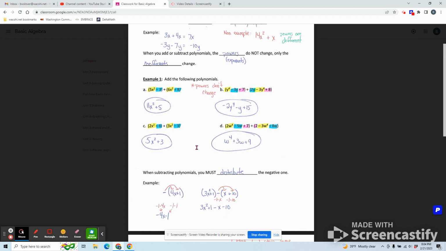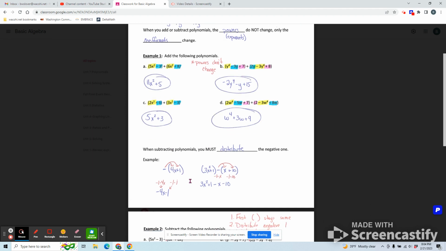When you get into subtracting, you have to do something a little bit different. When subtracting polynomials, you have to distribute the negative 1. What does that mean? Well, if I have a negative and then parentheses, it's really saying negative 1 times 4x and negative 1 times positive 1. If I distribute that negative 1, which you've seen distribution before, it would simplify to negative 4x minus 1.